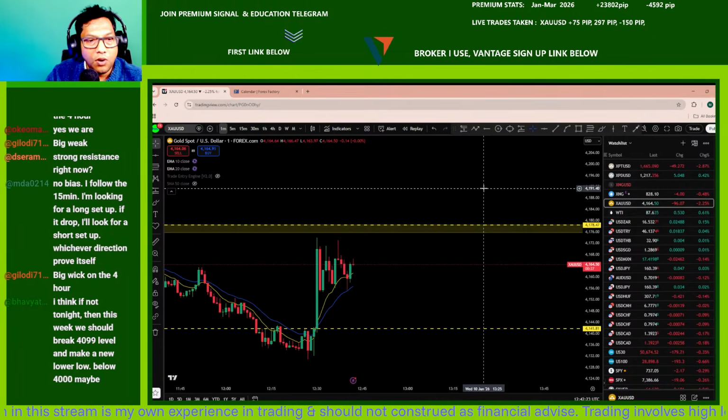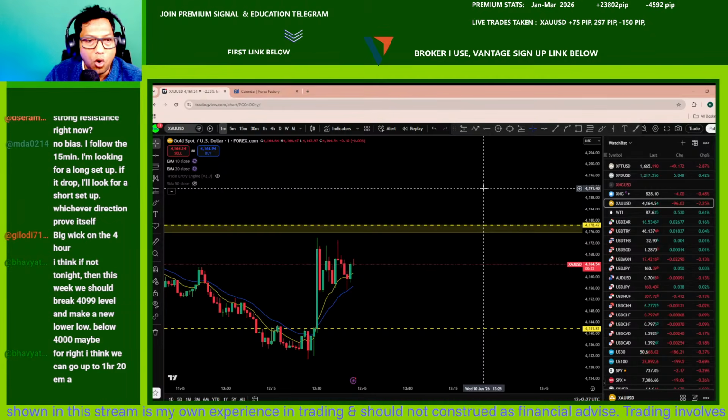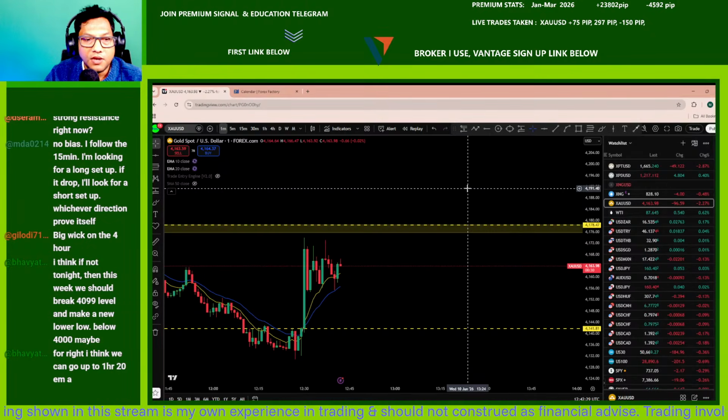Looking at the 4 hour, I would expect it to fill up that wick before the 4 hour close. For right now, I think we can go up to the 1 hour 20 MA.